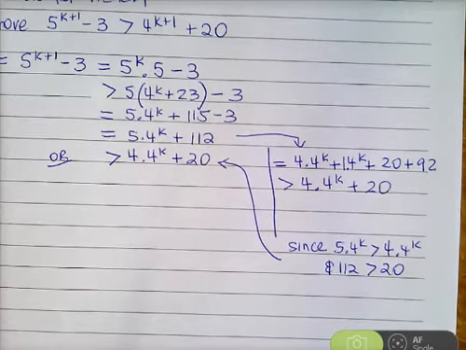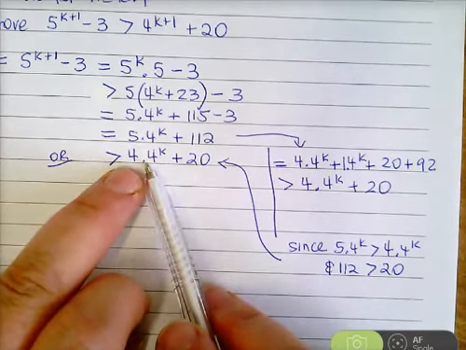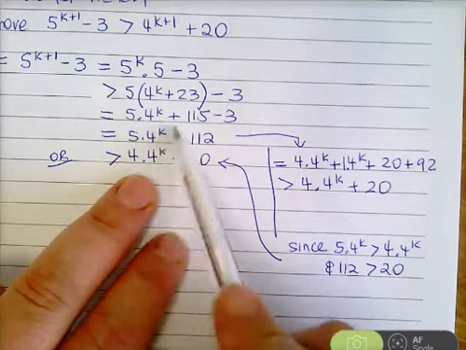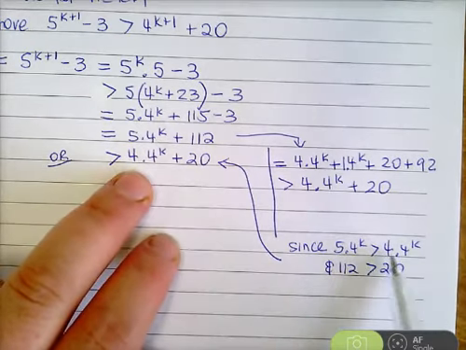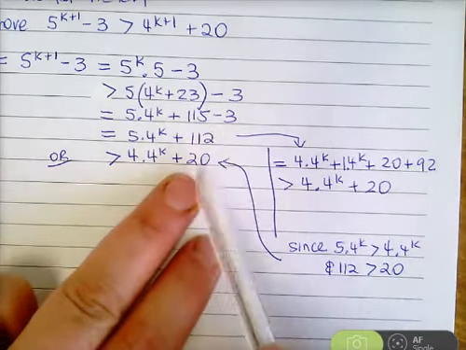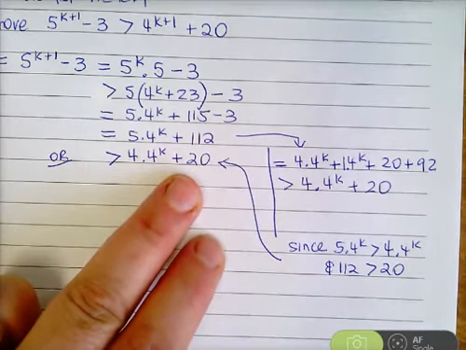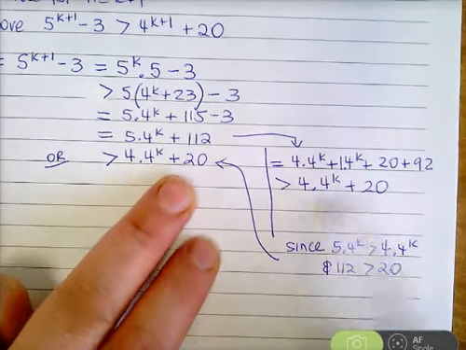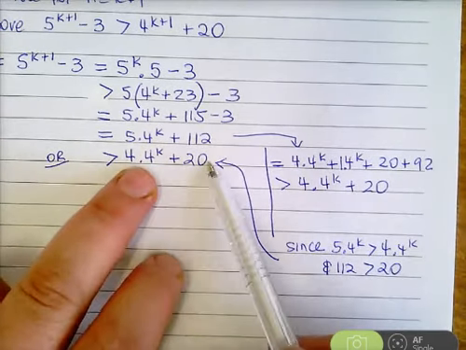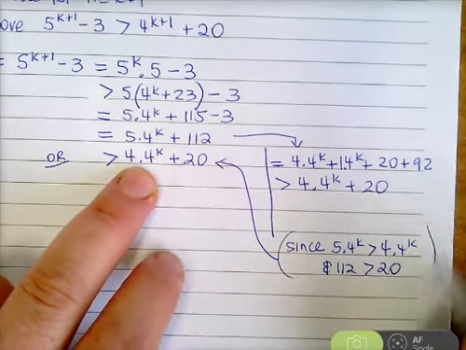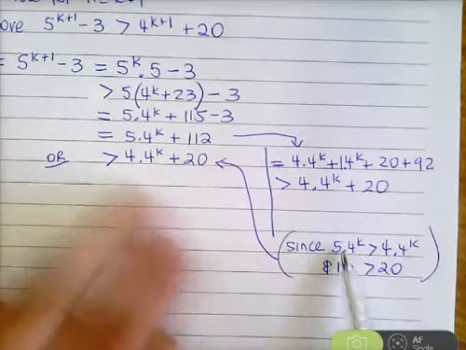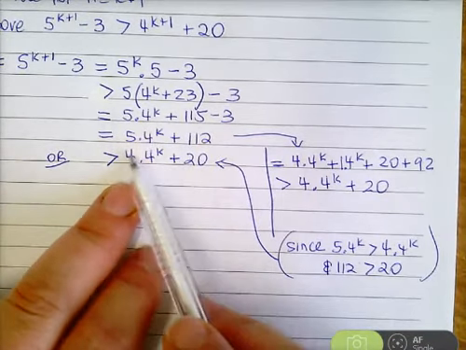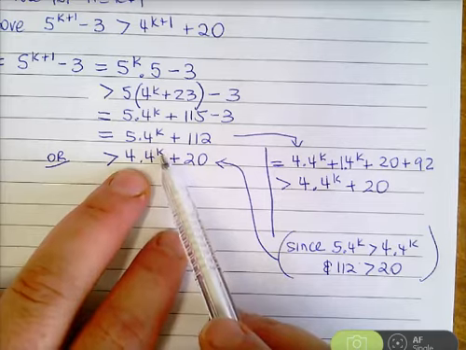Okay? So, this row is greater than this because you look at the two things. 5 times 4 to the k is greater than 4 times 4 to the k, and 112 is greater than 20. So you can either do it this way where you're breaking it up and then writing that, or you can write that on the next row and in brackets next to it you'll write "since". To say that this is greater than that, you've got to show me that 5 times 4 to the k is greater than 4 times 4 to the k, and it is.